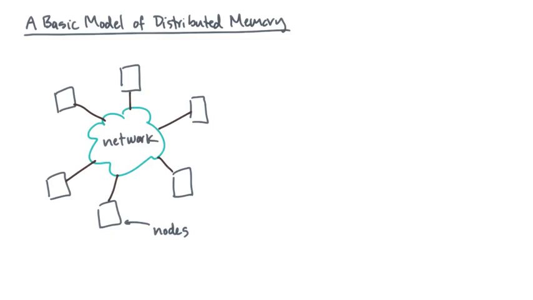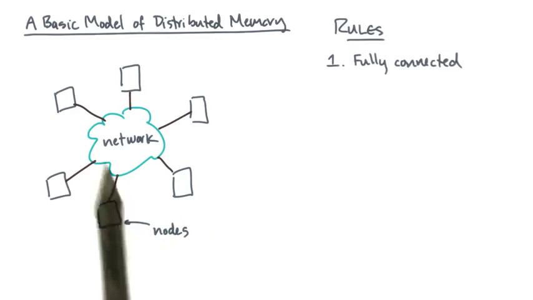Now, this machine model has a few simple rules. The 0th rule of the model is you never talk about the model. By that, I mean you need to master and internalize these rules. Okay, so what are the real rules? The first rule is that you should assume the network is fully connected. That means there's always a path from any node to any other node in the network.